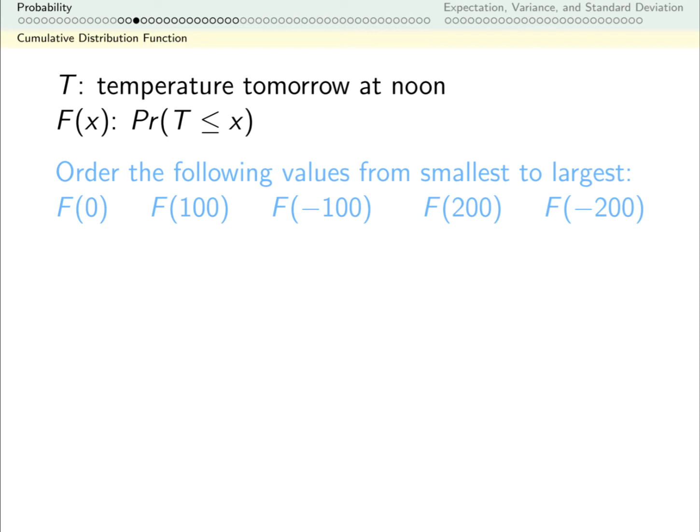Let's stick with temperature at noon tomorrow, because this is a fairly intuitive thing. So I have these values, and remember this is just shorthand. So F of 0 is the probability that the temperature tomorrow is less than or equal to 0. F of 100 is the probability that the temperature tomorrow is less than or equal to 100. What I want you to do is put these in order from smallest to largest. Now pause the video, take some time. This takes a little bit of thought, but it's a useful experiment for understanding what comes next.